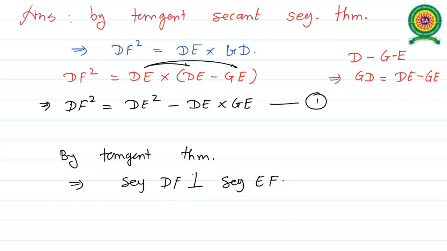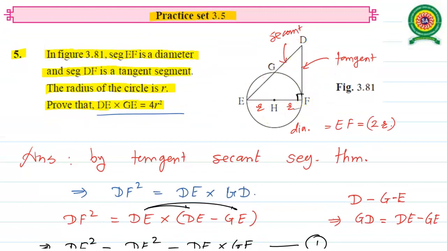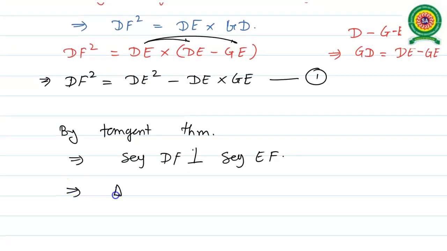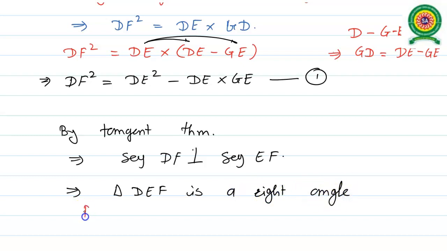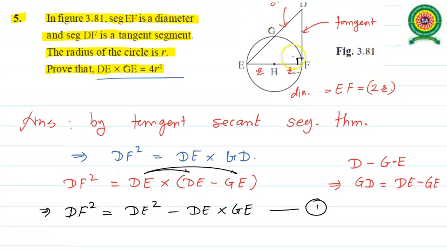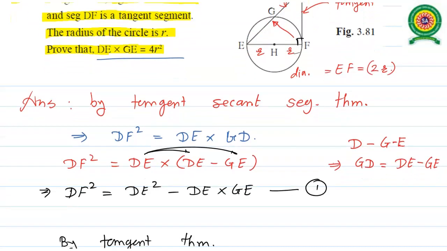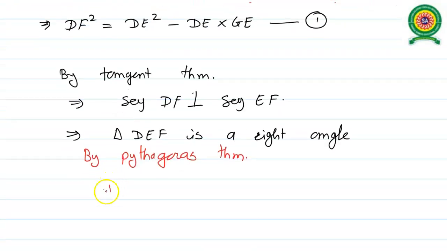And once they are perpendicular, look at the triangle now. DEF is a right angle triangle. So that implies triangle DEF is a right angle triangle. And once it is a right angle triangle, we are using the Pythagoras theorem in it. So as per the Pythagoras theorem, look at the figure carefully. For the triangle, whatever be the side opposite to 90 degrees, it is known as the hypotenuse. So we are getting DE square is equal to EF square plus DF square.